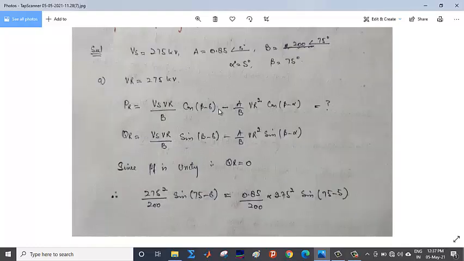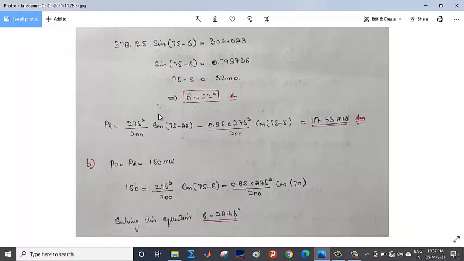When delta is calculated as 22 degrees, I can put delta over here and get the value of PR. So PR is equal to 275 square divided by 200 into cos of 75 minus 22, minus 0.85 into 275 square divided by 200 into cos of 75 minus 5. That comes out to be 117.63 megawatts. This is the receiving end power.